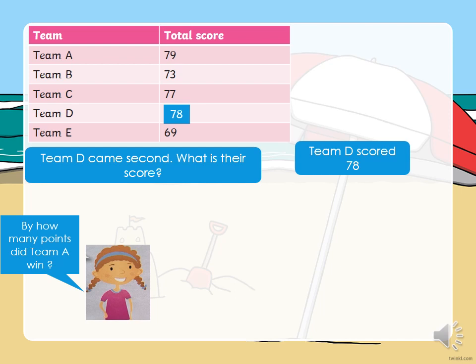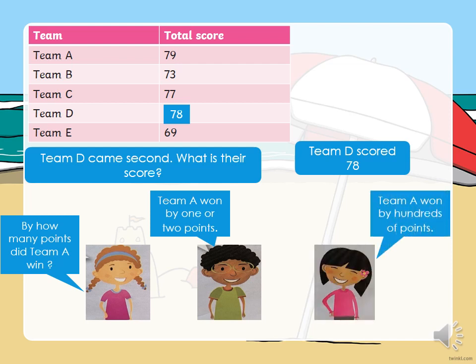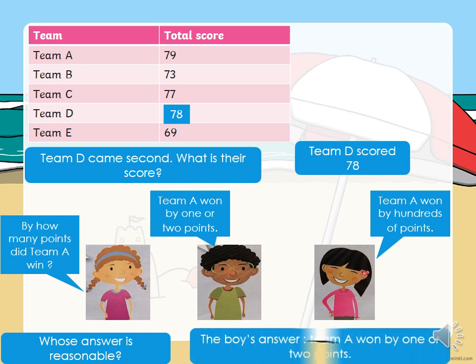Now we have the children discussing their scores. The first child asked, by how many points did Team A win? The second child, the boy, said, Team A won by 1 or 2 points. The last one, this girl, said, Team A won by hundreds of points. Whose answer is reasonable? Whose answer is correct?